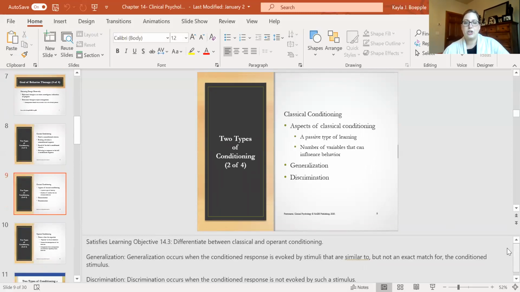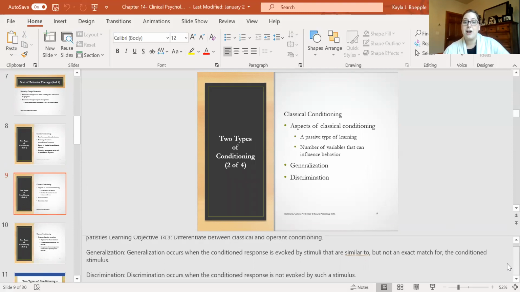So one of the things that occurs when we go through classical conditioning is going to be generalization. And this occurs when the conditioned response is evoked by stimuli that are similar to, but not an exact match for, the conditioned stimulus. But we also have discrimination. And discrimination occurs when the conditioned response is not evoked by such a stimulus.